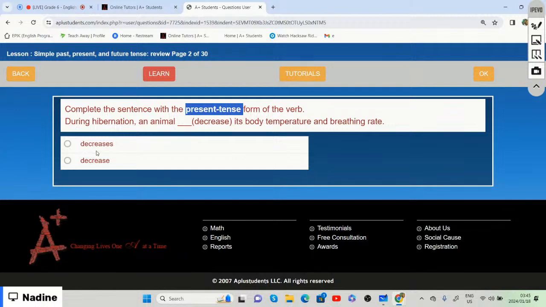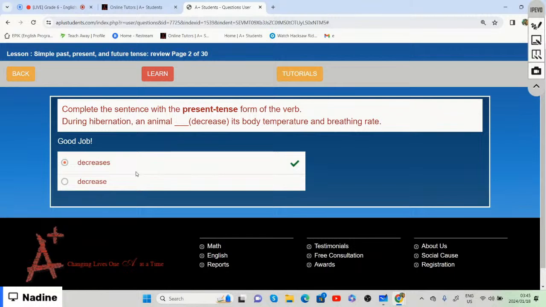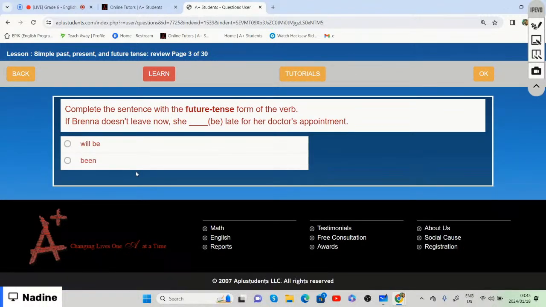All right, so if they say during hibernation, an animal, it refers to one, and usually if it refers to one, then we need to add an S. So it decreases, because remember, one animal refers to it being singular. So decreases is correct. But well done for trying, and well done to the other one. All right, one last one.